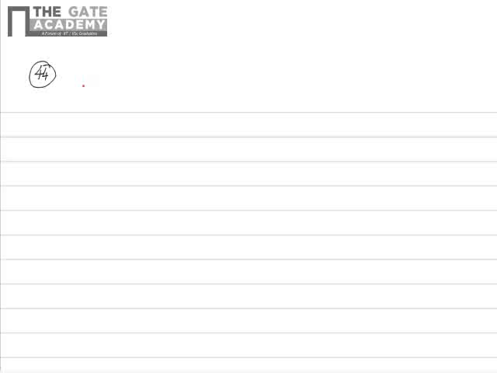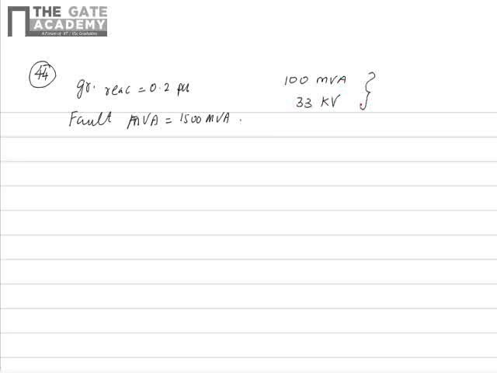So, what are the values which are given? Generator reactance is given as 0.2 per unit and fault MVA is given as 1500 MVA, and the generator ratings are 100 MVA and 33 kV. So let us assume this as the base MVA and base kV. For convenience, we will assume the base MVA and base kV as same as that of the generators.